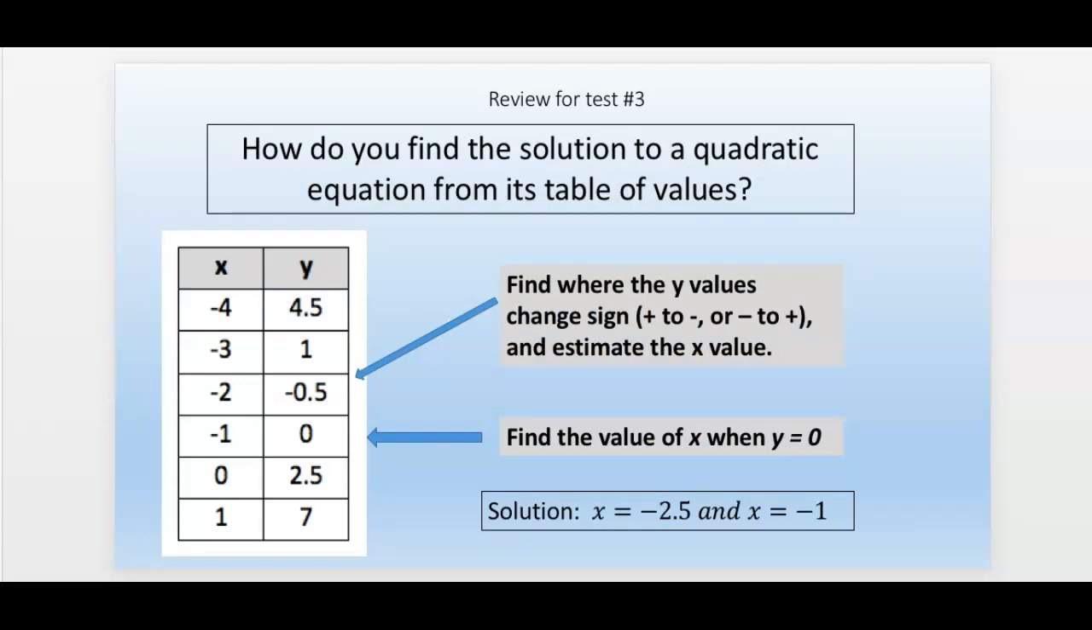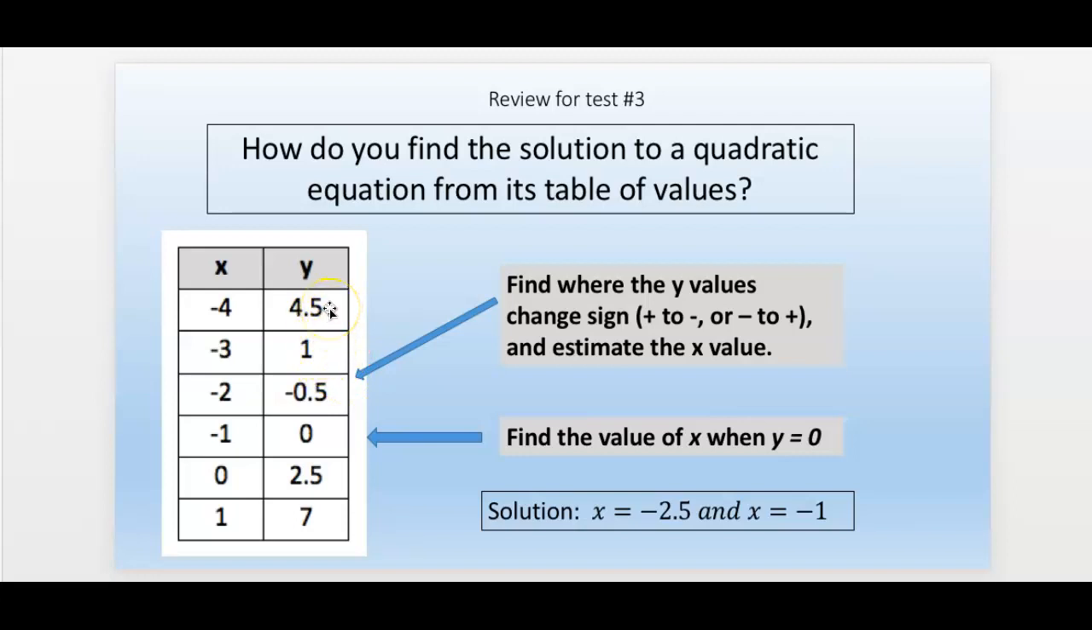Again, as an example, here's a table of values for a quadratic. All right, look at the y values. Right there, y equals 0. Okay, so look back at the x. So one of the solutions is -1. That's one of the solutions. All right? But there's another solution.